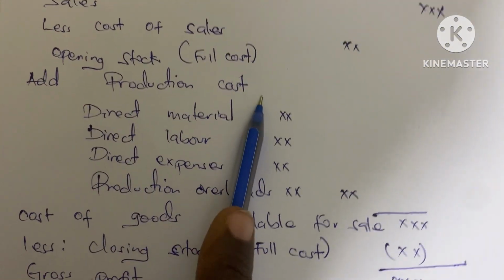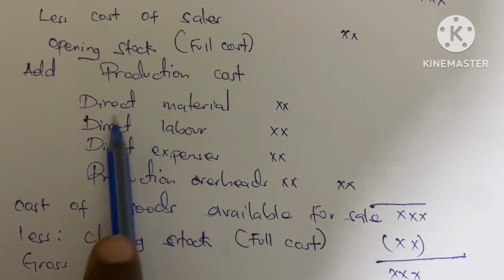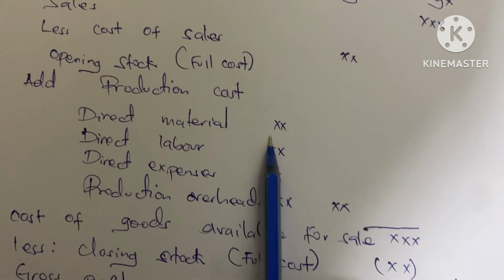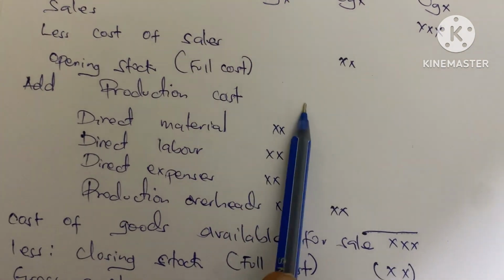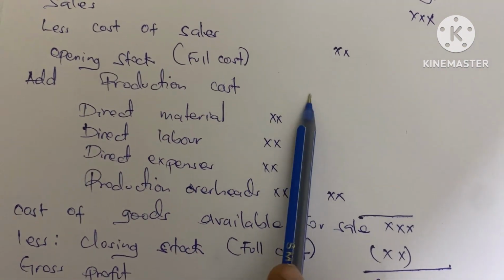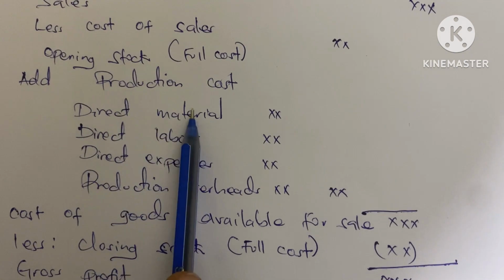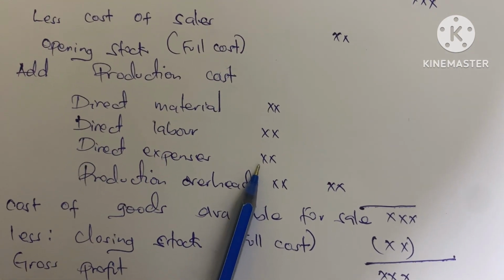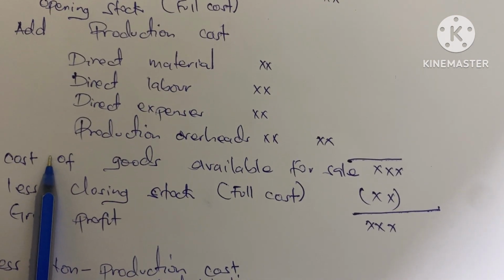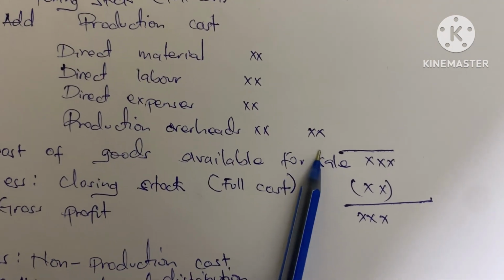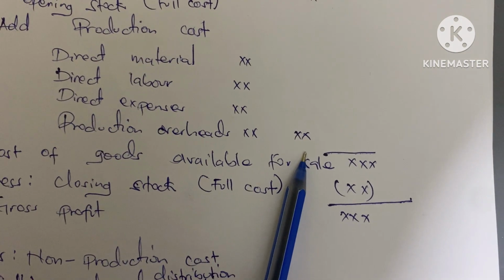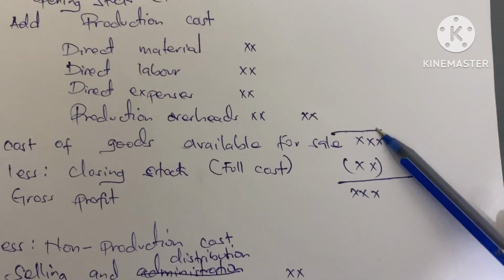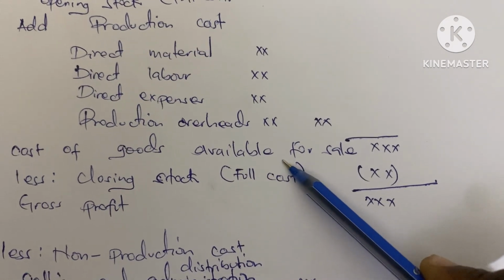Then we add production costs. These are the ones that make up production cost. So it is also at full cost, not at variable cost like in marginal costing. So direct material, direct labor, direct expense, production overheads. Then we get the cost of goods available for sale. So this plus this, we get the cost of goods available for sale. We less closing stock at full cost.